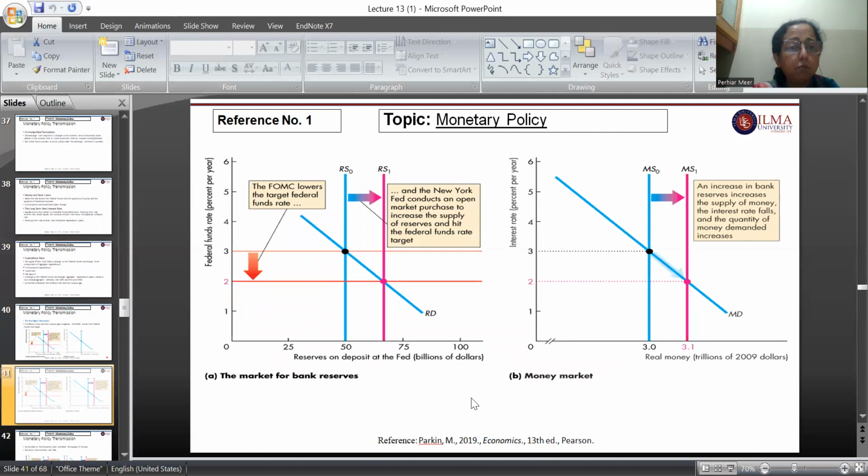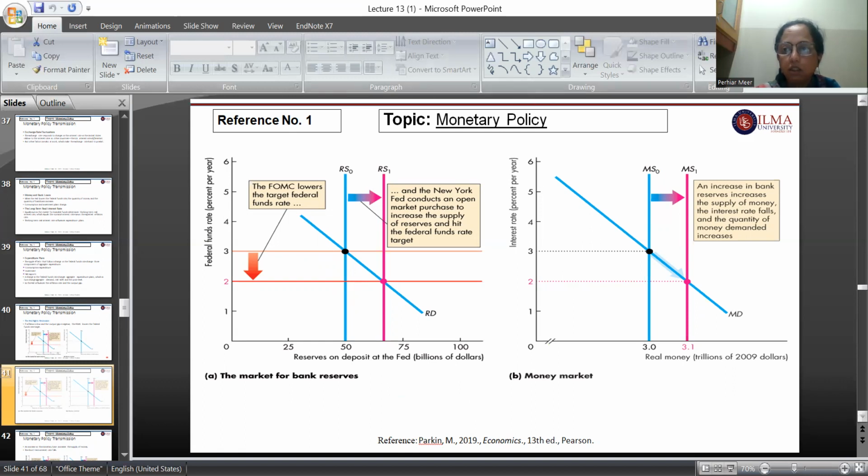Zooming in on the picture, the FOMC lowers the target federal funds rate, which can be seen as a decrease from 3 to 2. And then the New York Fed conducts an open market purchase to increase the supply of reserves and hit the federal funds rate target, which has moved from 50 to around 60%.